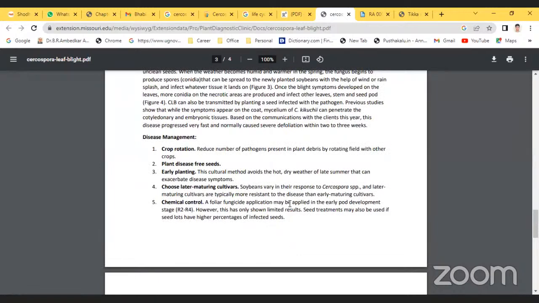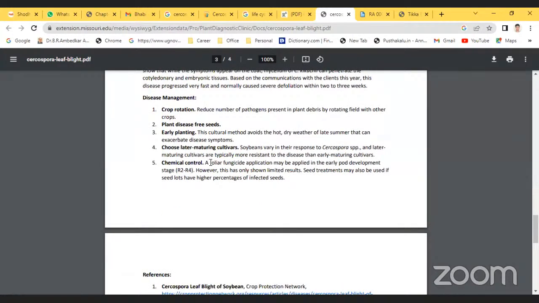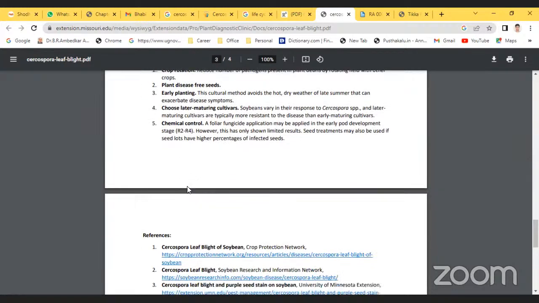So how do we control this Cercospora disease? Crop rotation, early planting, choosing later-maturing cultivars, and chemical control. For chemical control, a foliar fungicide application may be applied at early pod development. At any stage of any plant, whether cereals, pulses, or oilseeds, affected by these diseases, use fungicides. Fungicides of many different types are available in the market. Use any fungicide.